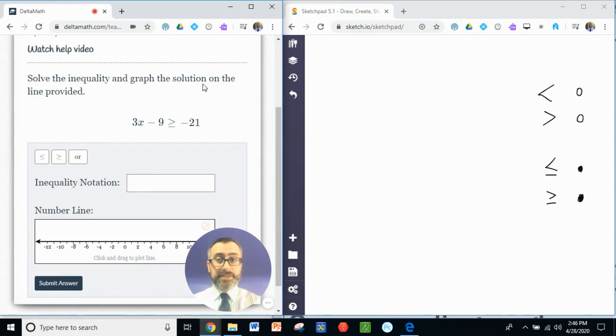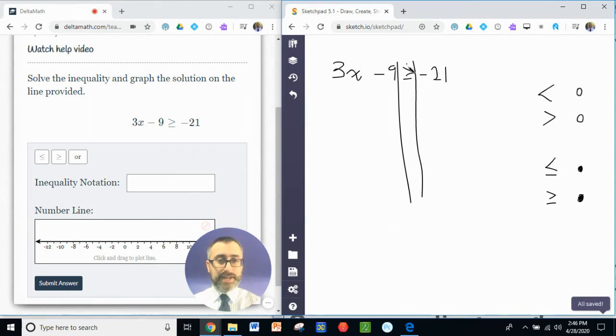Solve the inequality and graph the solution on the line provided. 3x minus 9 is greater than or equal to negative 21. Okay, let's copy that into our workspace. 3x minus 9 is greater than or equal to negative 21. And I'll use these lines to just organize myself around the inequality. 3x minus 9. My variable is on the left, so I need to cancel other things that are on the left. I have this 3 and this negative 9. The first thing that I should cancel is the constant, the negative 9 that's not directly attached to the x. So to cancel that negative constant, I will add. So plus 9 on the left to cancel, and then plus 9 on the right to balance. Do those actions and see what we get.